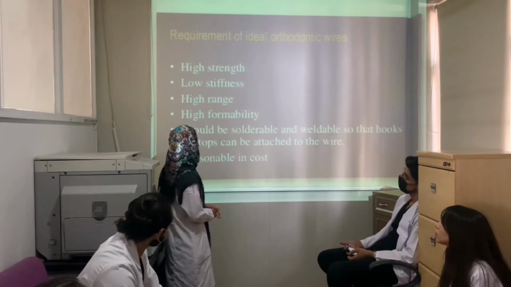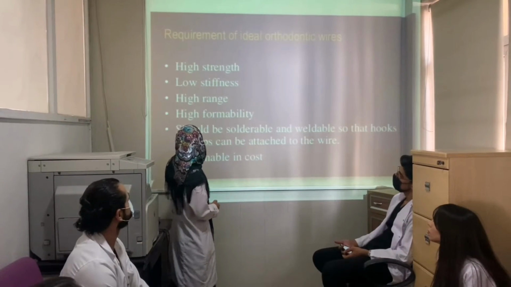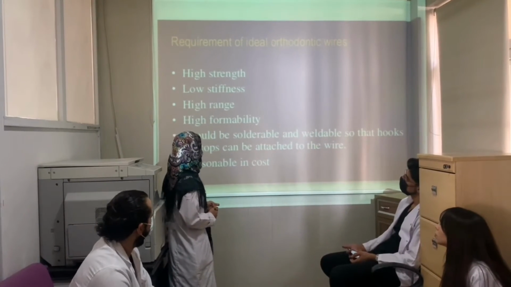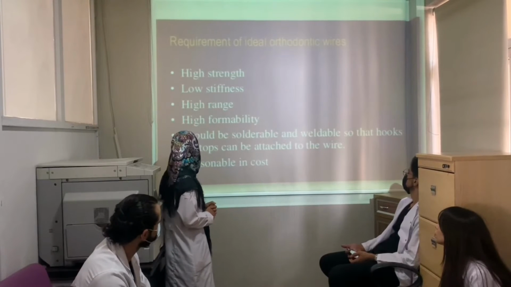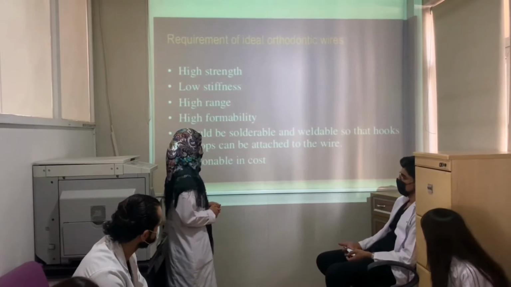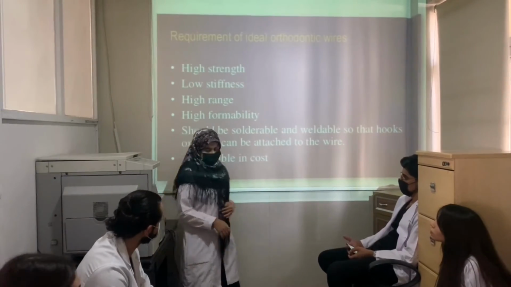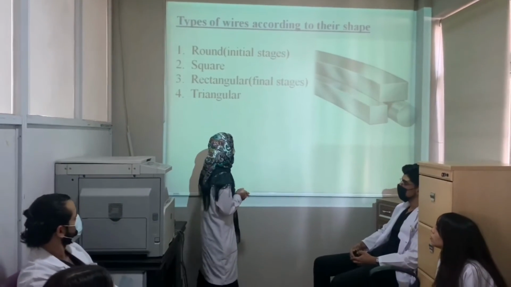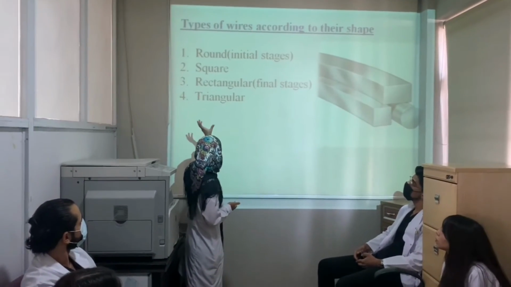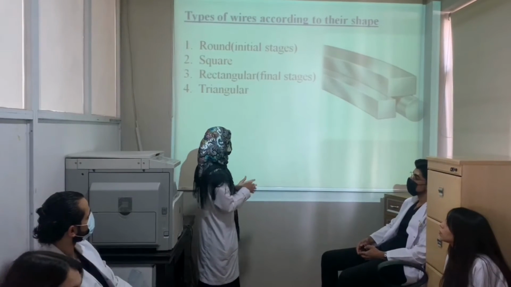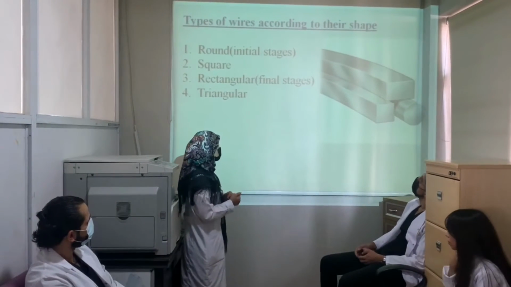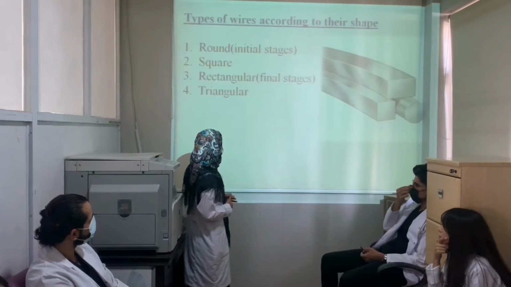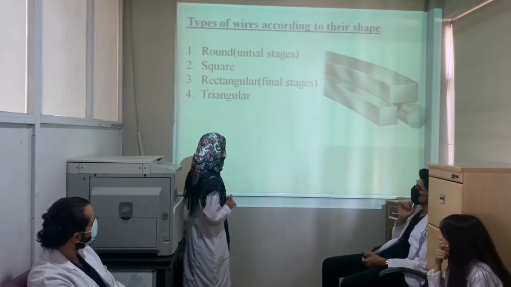Requirements of ideal orthodontic wires: they should have high strength, low stiffness, high range, high formability, should be solderable and weldable so that hooks or stops can be attached to the wire, and should be reasonable in cost. According to their shape and arch size, I will just quickly talk about them. We have round, square, rectangular, and triangular. The round is mainly used in initial stages, when the patient comes to treatment. The square and rectangular are mainly used after that, for the final stages.